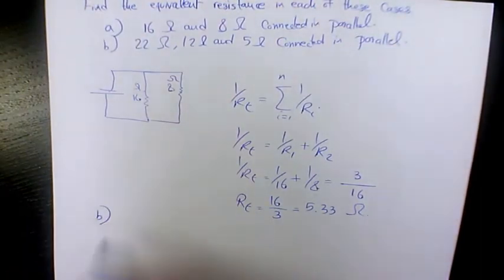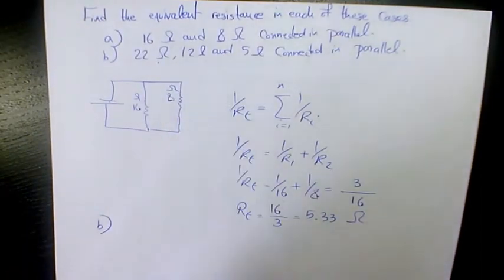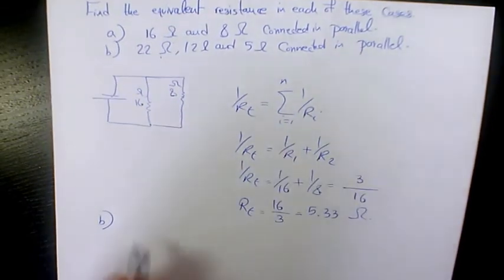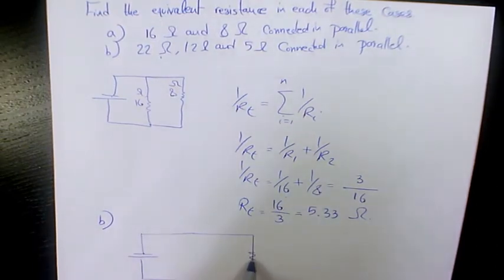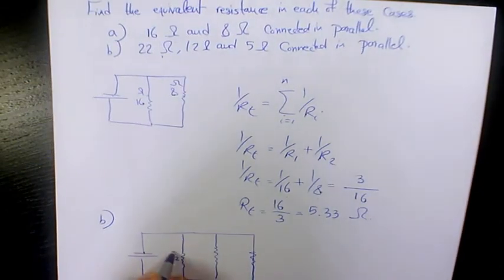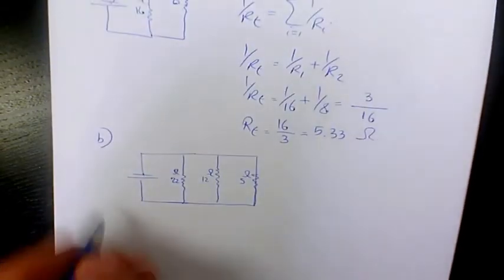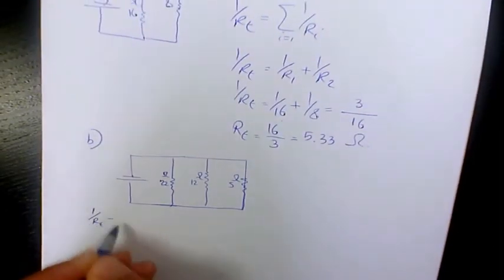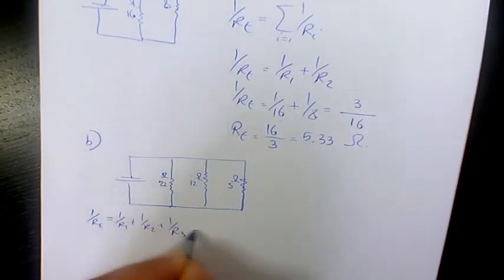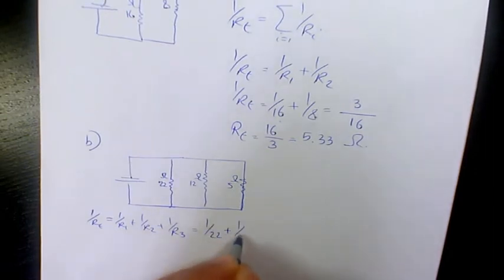For part B, we have 3 resistors in this case, 22, 12, and 5 connected in parallel. So it's going to be something like this. So 22 ohm, 12 ohm, and 5 ohm. So 1 over RT equals 1 over R1 plus 1 over R2 plus 1 over R3, which is going to be 1 over 22 plus 1 over 12 plus 1 over 5.